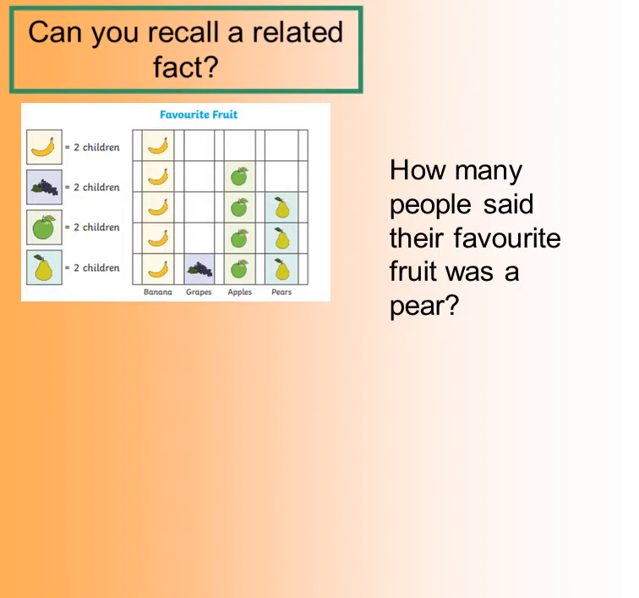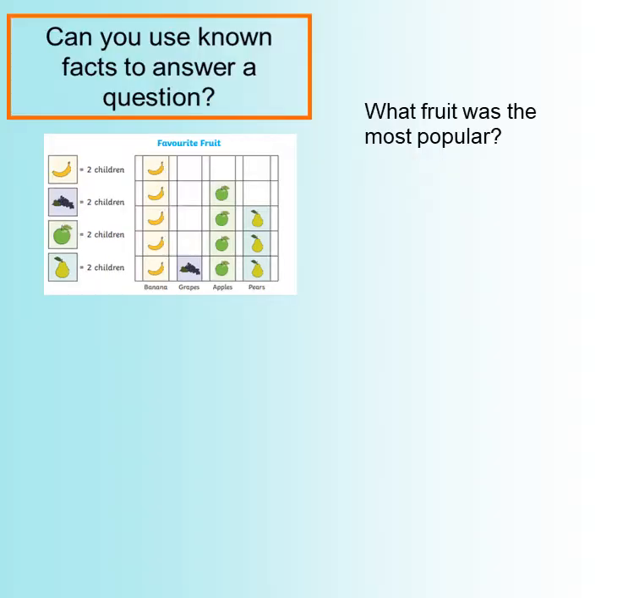So I could do a sum of 3 times 2, which would give me the answer of how many people chose pear. See if you can work that out. Okay, so you should have 6. 6 people said that pear was their favourite fruit. Well done if you got that right.